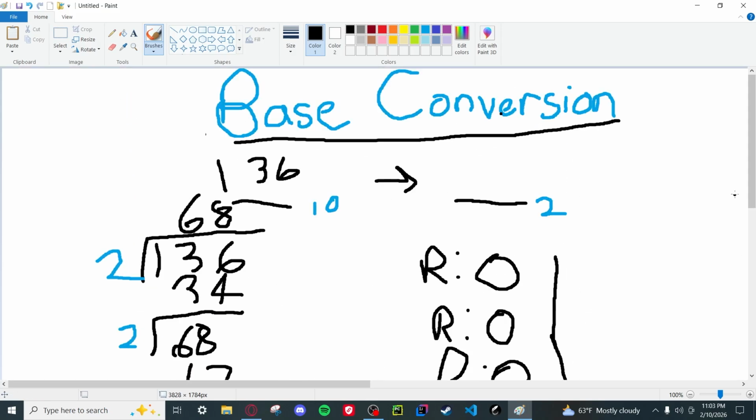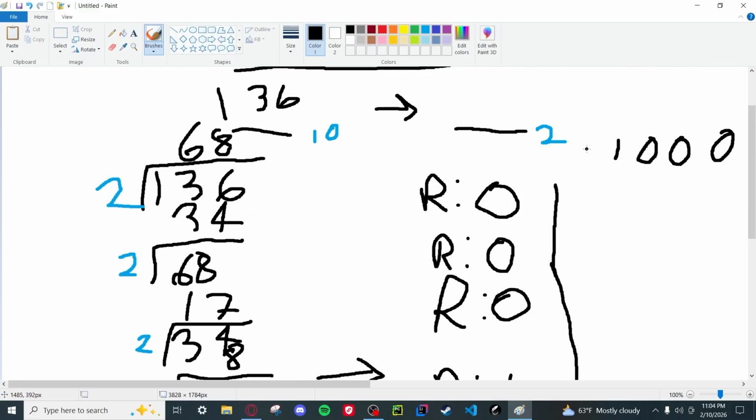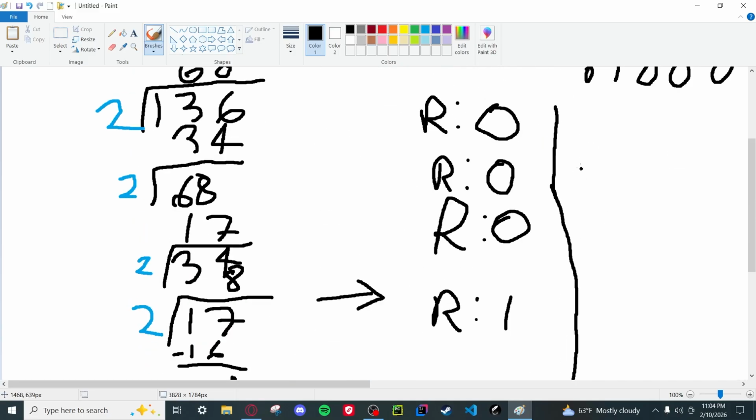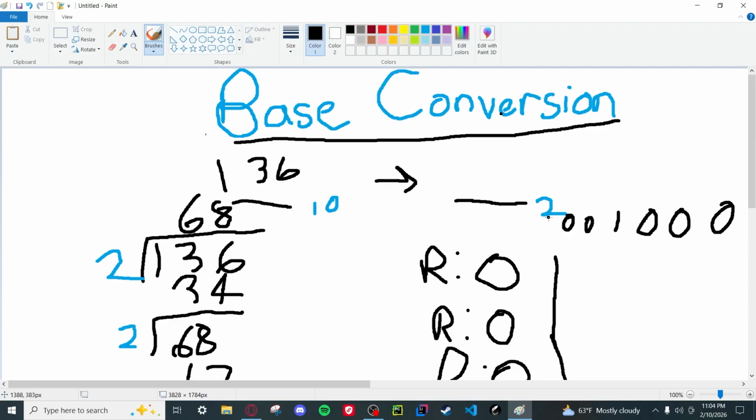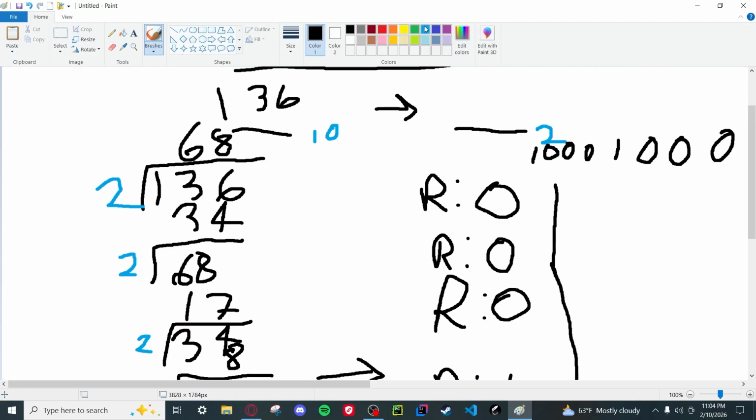We're going to write 0, 0, 0, 1, 0, 0, and I think there's one more 0, 1 in base 2. That'll be your answer. Let me fact check that right now. Okay, 136 to base 2. Yup, it is that number. We're good. We're in the clear.